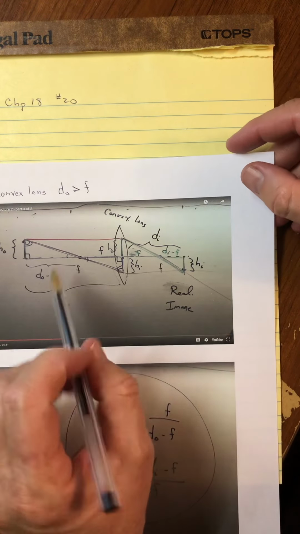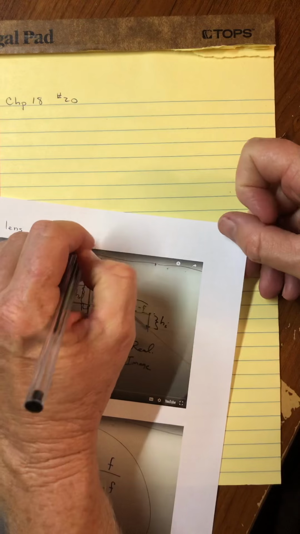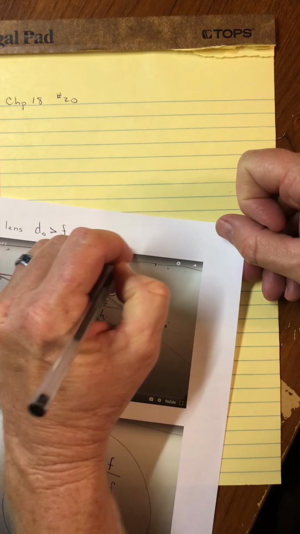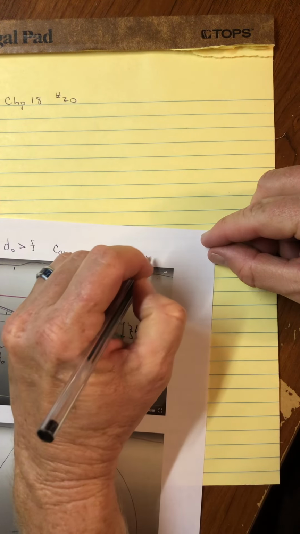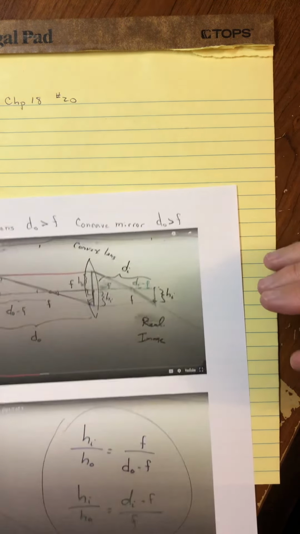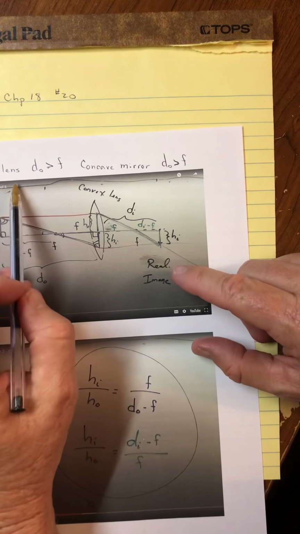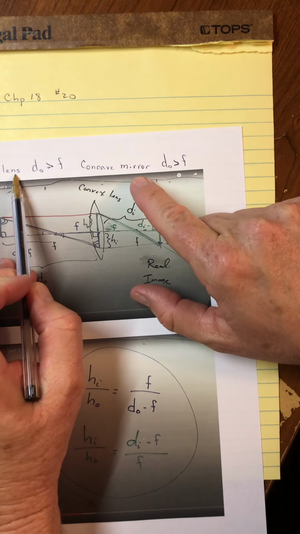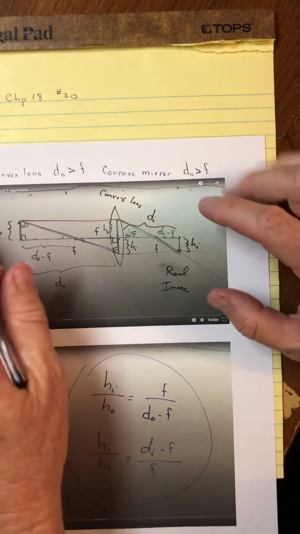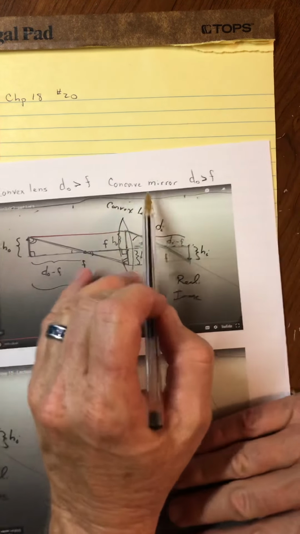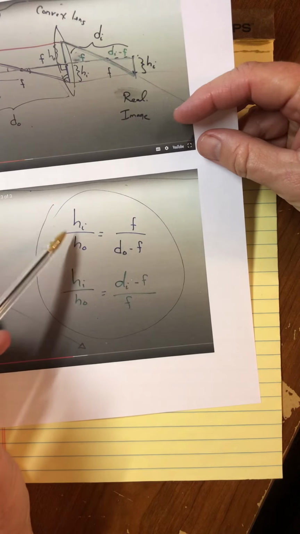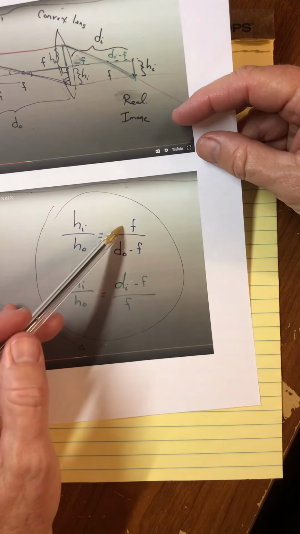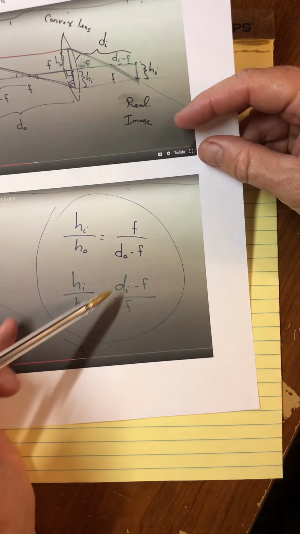We also said this was identical to the concave mirror, and that's how I'm trying to tie these two chapters together. So if you have a problem where you have either a lens or a mirror, and the lens is convex or the mirror is concave, and the object distance is greater than the focal length, this is the mathematical connection between object height, image height, focal length, object distance, and image distance.